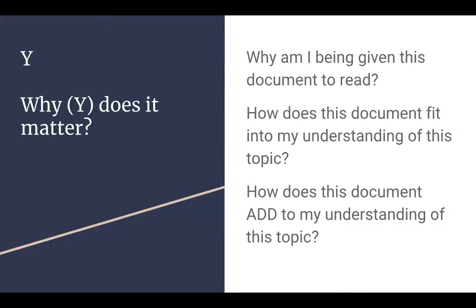And finally, why does it matter? Why do we care? How does this add to my own understanding of this era of history or this concept in class? How does this connect to other classes? Does this connect outside of history or government? Does it connect to language arts or science or health? How does this add to my understanding of the topic? Why do I care? That's a valid question to ask.